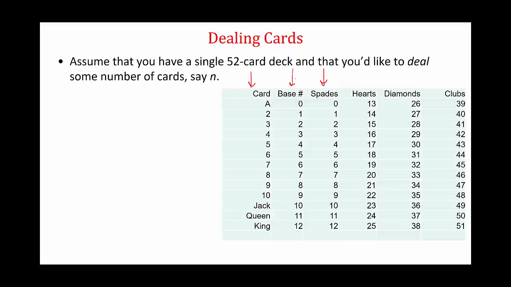And so in our terminology, a 0 corresponds to an ace, a 1 corresponds to a 2, a 2 a 3, and so on. When we get to our face cards, a 10 represents a jack, an 11 a queen, and a 12 a king. And so in this structure, here are our 52 unique numbers.